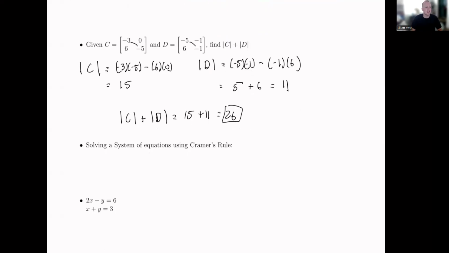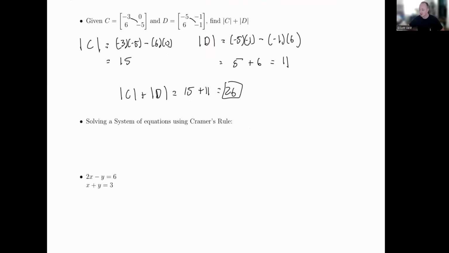Because there's this really, really magical thing called Cramer's rule here. Cramer's rule is a way to solve systems of equations, which is where we're at, right? We're talking about systems of equations here. And it's kind of like the third method, right? There was elimination, there was substitution, now we do Cramer's rule.